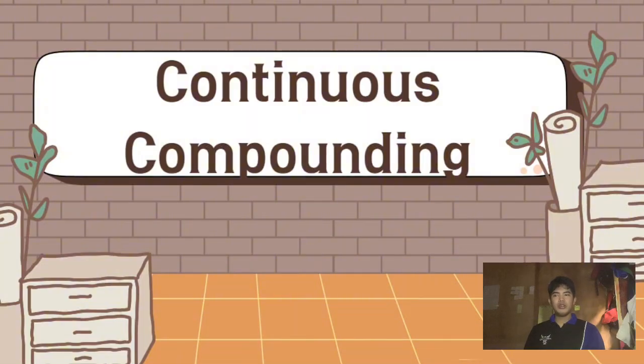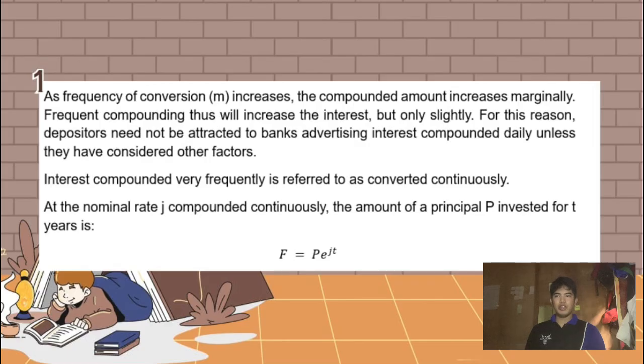Next, we have the last one, which is the continuous compounding. As the frequency of conversion M increases, the compound amount increases marginally. Frequent compounding will increase the interest, but only slightly. For this reason, depositors need not be attracted to banks advertising interest compounded daily unless they have considered other factors. Interest compounded very frequently is referred to as converted continuously.